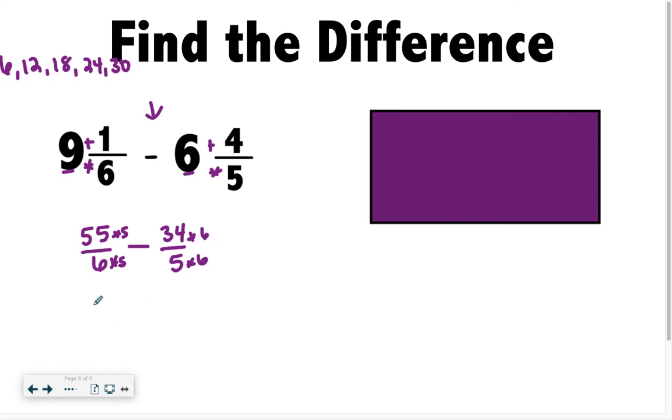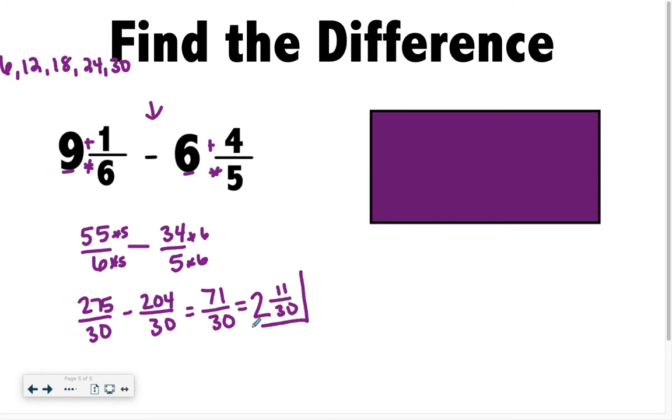So 55 times 5 is 275, and it's totally okay to use a calculator here. Minus 34 times 6 is 204 over 30. So 275 minus 204 is 71 over 30. If I reduce that, 30 can go into 71 2 times, right? And then there would be 11 left over. So my answer is 2 and 11/30.